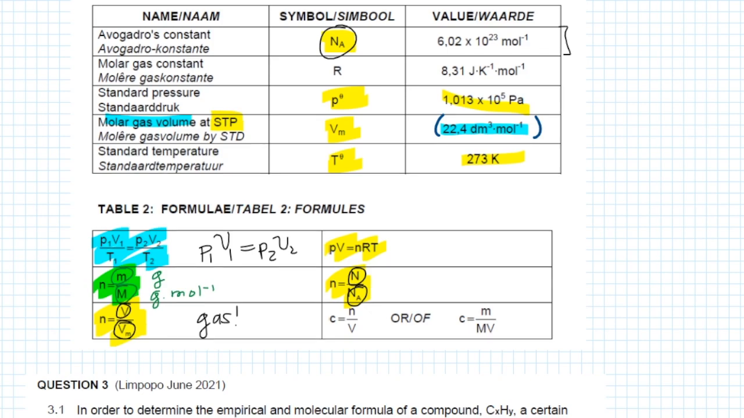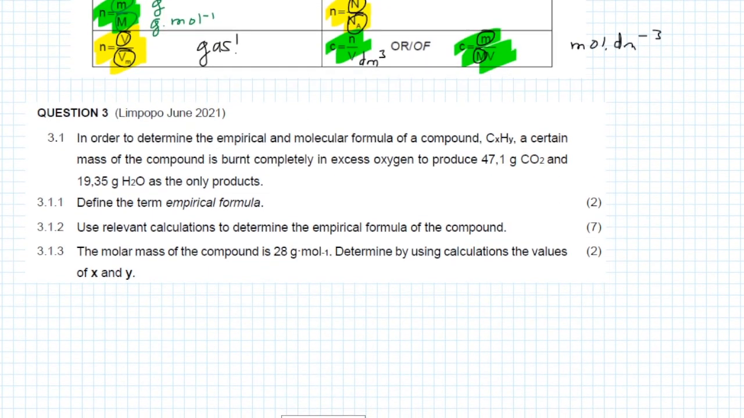Lastly, we have the two formulae that we can use to calculate concentration. You can either say number of moles divided by volume in decimeters cubed, or you can say mass divided by molar mass times volume to find concentration, which is measured in mole per decimeter cubed. So now we can take a look at the actual problems.